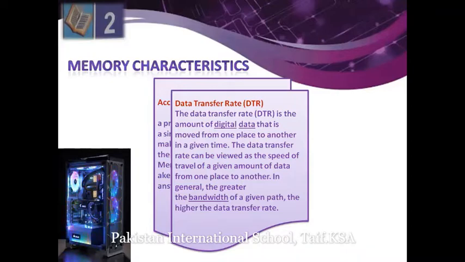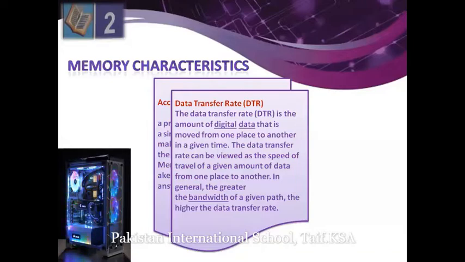So data transfer rate is the time taken to transfer data from one memory device to another. If you want to transfer your data from a permanent storage to the main memory, the time taken to transfer your data is called the data transfer rate. DTR is the amount of digital data that is moved from one place to another in a specific time period. For example, the time taken to transfer data from the hard disk to the main memory.